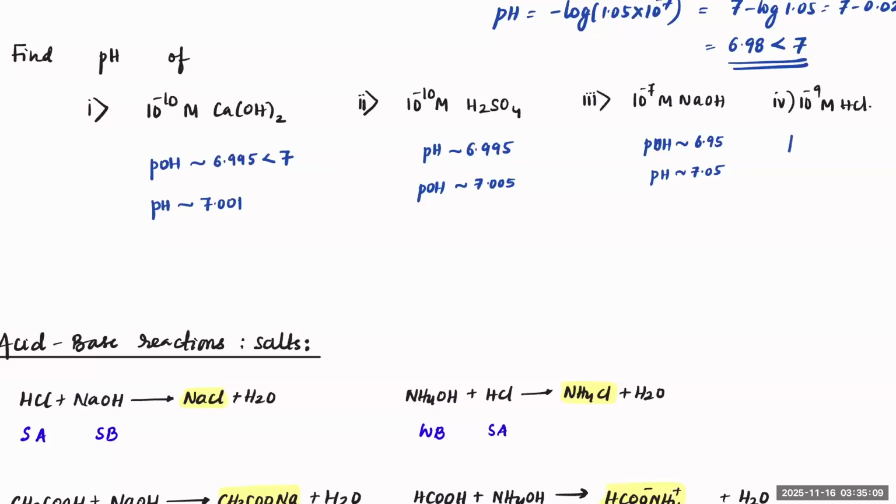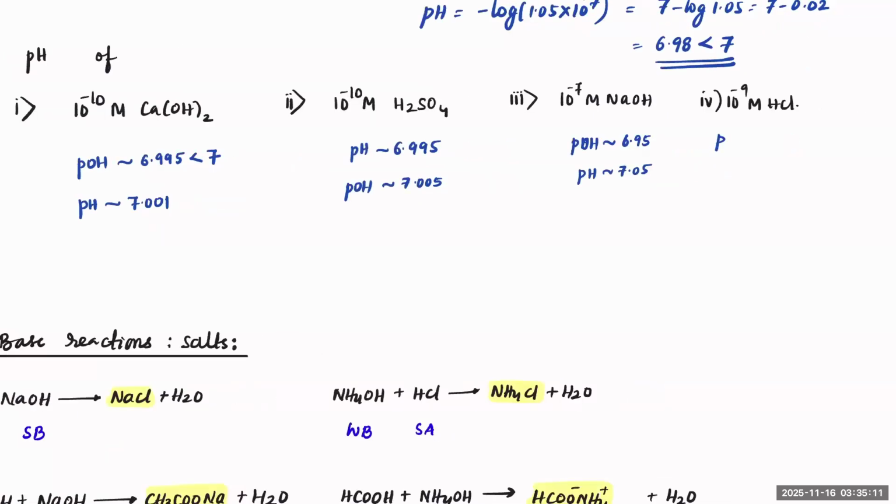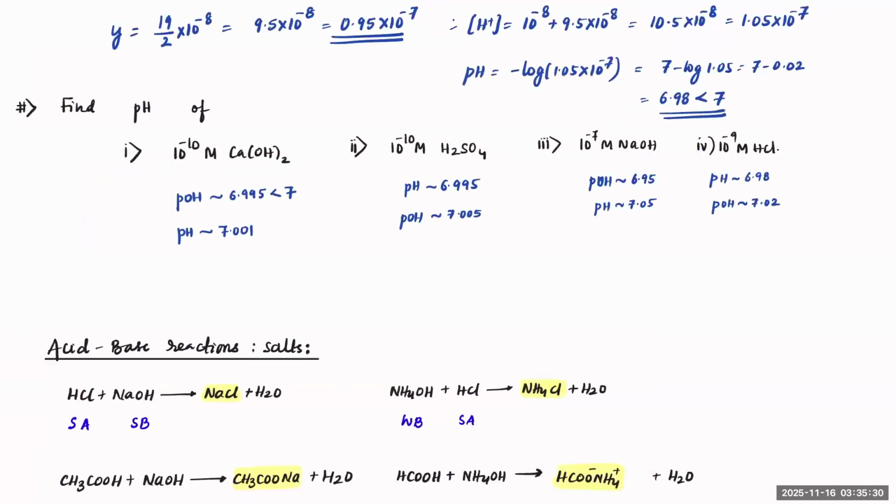Same way, if you have 10 raised to power of minus 9, pH value should be something like 6.98, clear? 6.98, and pOH will be equal to 7.02 like this. Okay. These are the values.